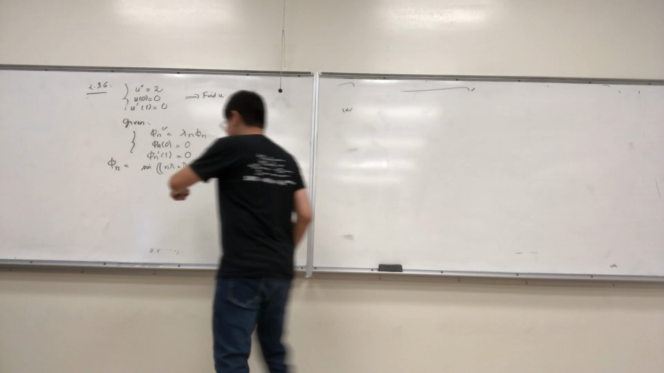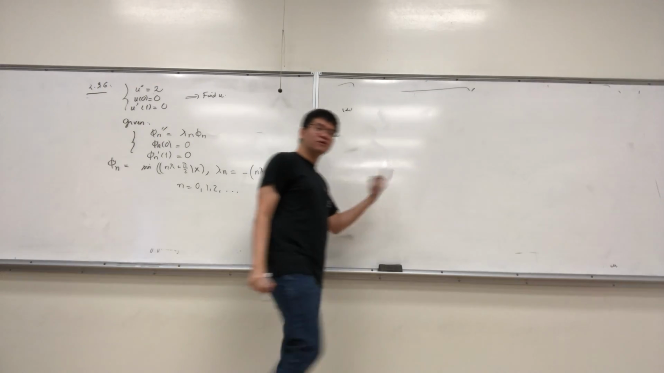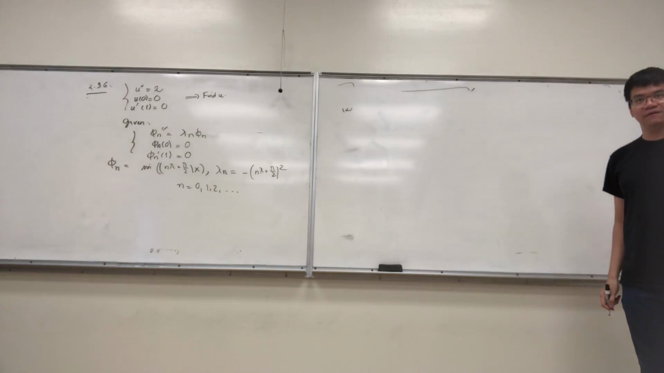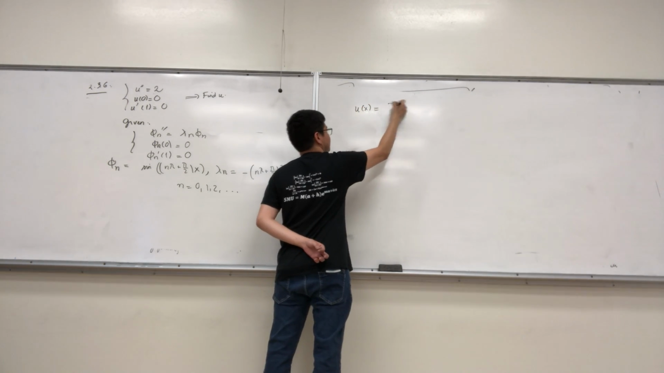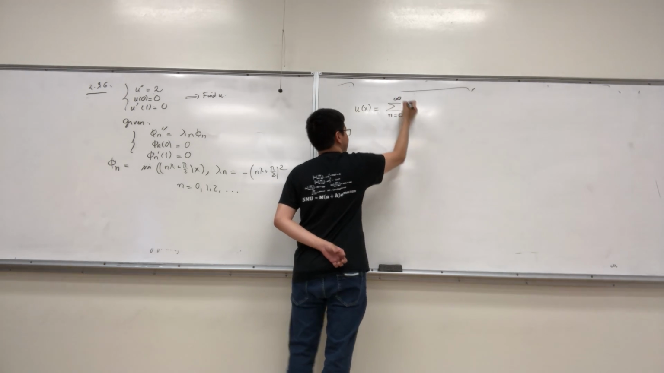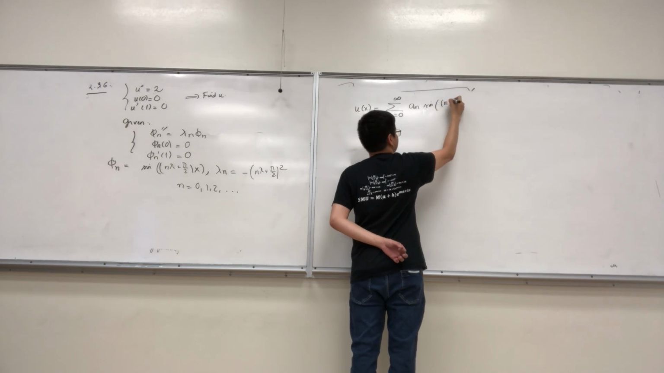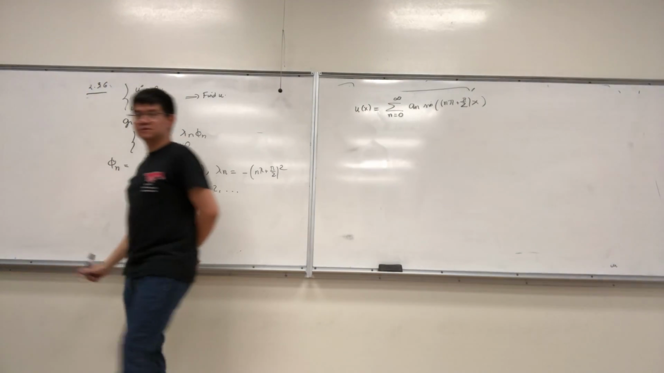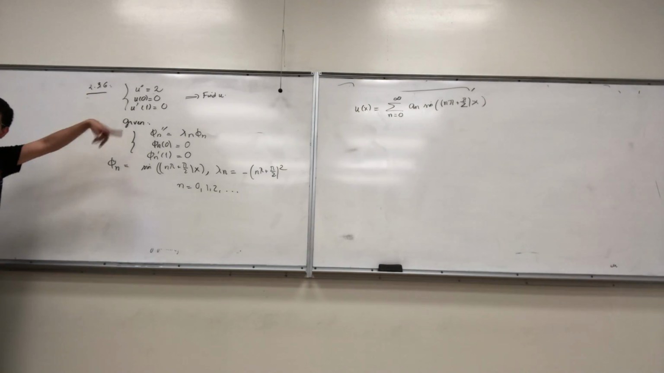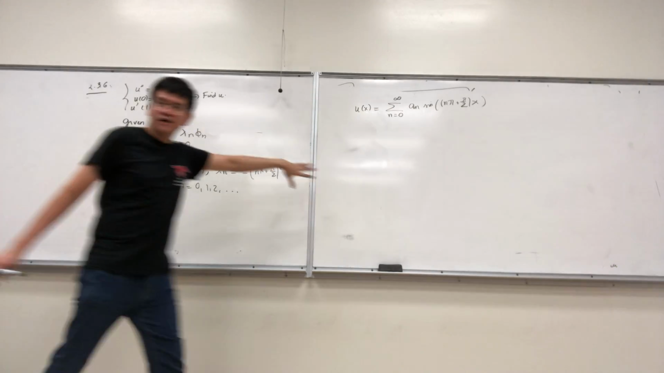Right? So n here is going to be from 0, 1, 2, 3. All right, so we're going to do something similar to the Fourier series. So u(x) is the sum, when n is going from 0 to infinity, of a_n sine of (n pi plus pi over 2) x. All right? I'm going to use this form. Is it clear? This is the modification of the Fourier series.